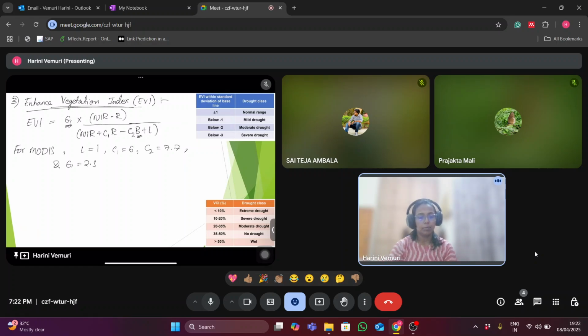So if you are getting data from MODIS, we can just take these values for the parameters and calculate the EVI value. And based on the EVI value that we have obtained, there are different classifications for the drought. If the EVI is within the standard deviation of baseline, plus or minus 1, then it is normal range. If it is below minus 3, then there is severe drought. So what we are doing here is standard deviation based on a baseline. Okay, so how are we doing that?